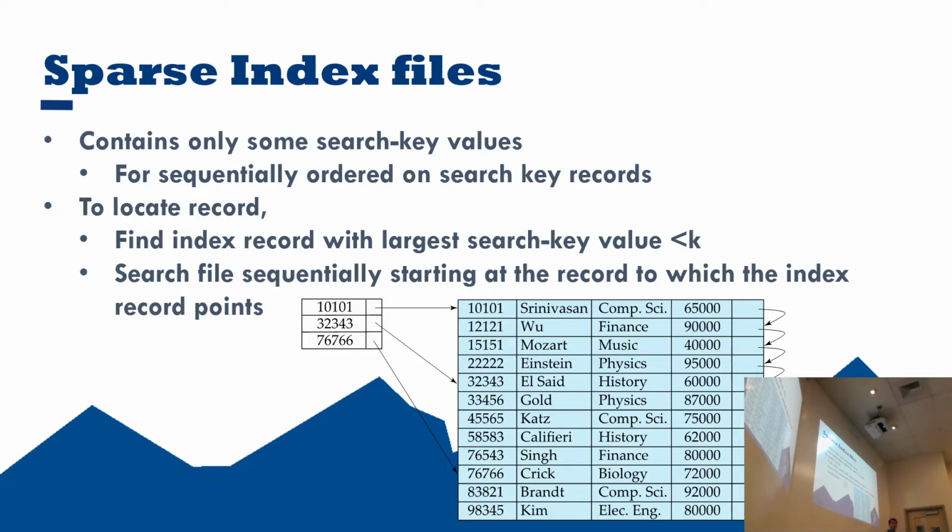Let's say that you wanted to find 58,583. Which one of these are you going to go to? Exactly right. And then, correct me if I'm wrong, but you would start here and you would go sequentially until you find this value right here. That's exactly how it works.